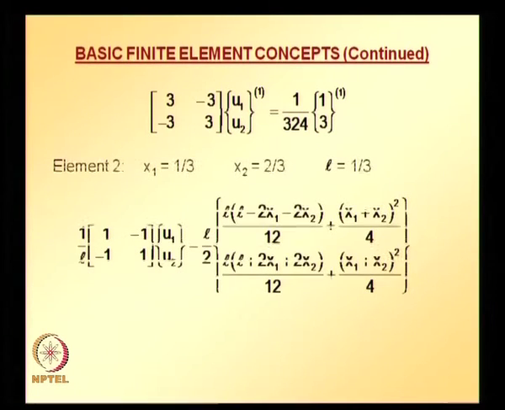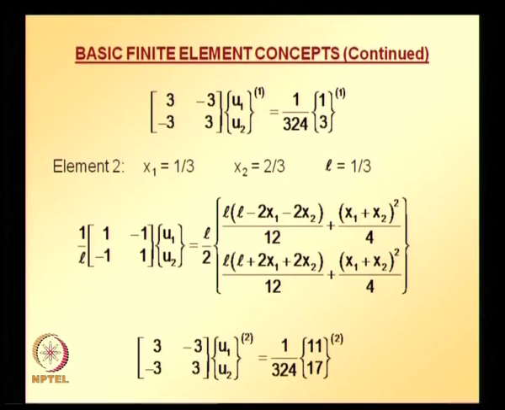A similar exercise you can do for element 2. Element 2 is also an element for which x is equal to 1 is not part of it. So, you can use the same equation system, that is element equation without boundary conditions. You plug in x1, x2, the local node 1 coordinate, local node 2 coordinate, and length of that particular element, you get element equations for element 2.